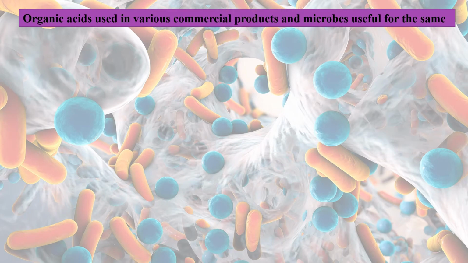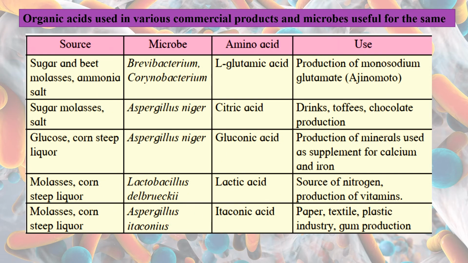Organic acid used in various commercial products and microbes useful for the same. Let us see that. Now there are sugar and wheat molasses, ammonia, salt. The microbe which is used is Corynebacterium. The amino acid is L-glutamic acid, and the use is production of monosodium glutamate, that is Ajinomoto.